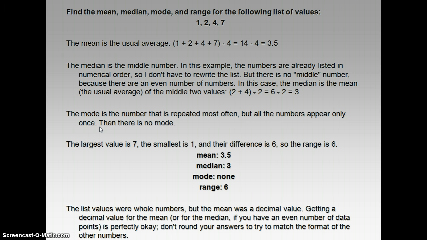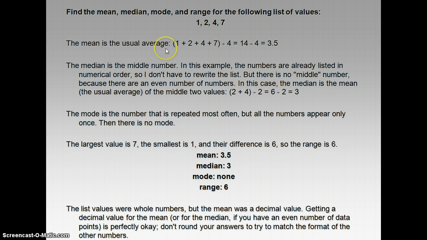So then, to encourage higher levels of thinking, how about we find mean, median, mode, and range for the following list of values? We have 1, 2, 4, and 7. First, let's look at the mean.